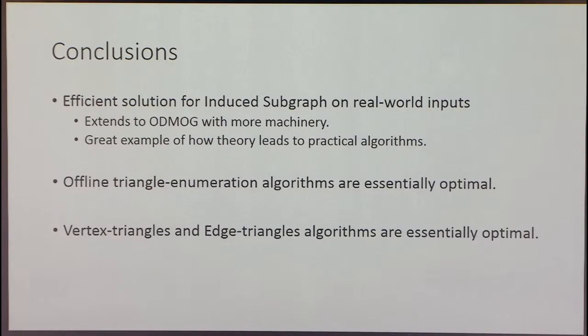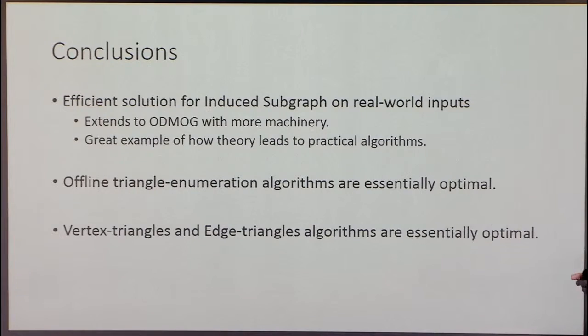Okay. So the conclusion of this is, we managed to show an efficient solution for induced subgraph, which also leads to an efficient solution for vertex-triangle queries, which is optimal. And on the one hand, we can also extend these ideas to solve ODMOG efficiently on practical inputs with some more algorithmic machinery. And I think this is really a great example of how understanding theory and understanding where the difficulty comes from ends up leading to practical algorithms. We also managed to show that a bunch of offline triangle enumeration algorithms are essentially optimal.